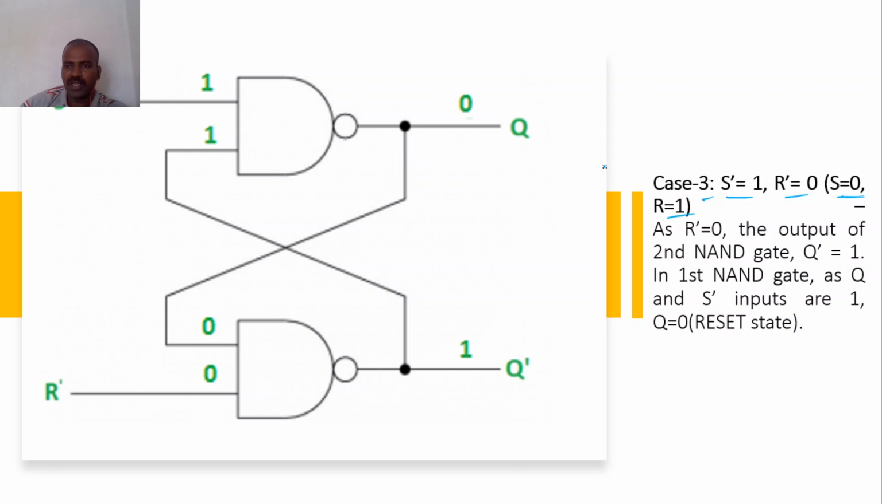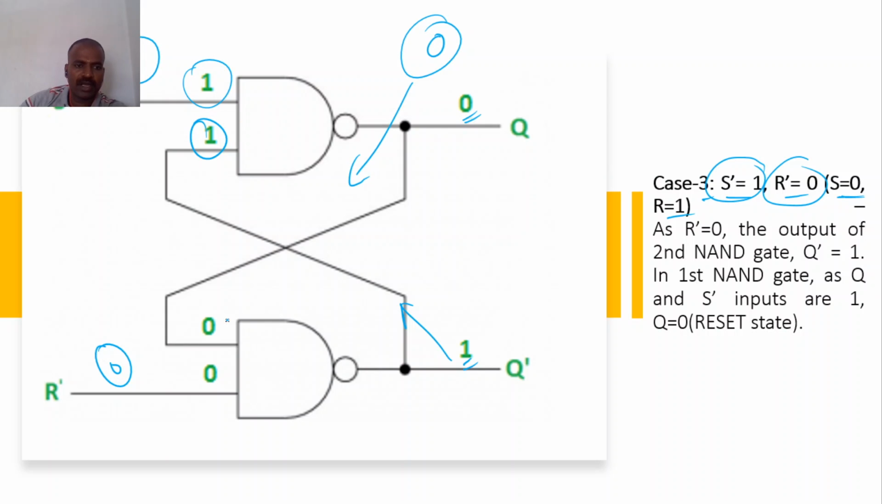So let me explain. That is S bar is 1 and R bar is equal to 0. See, S bar is 1 and R bar is equal to 0. Let me assume first here 0 and here 1. So now this one will come here. So already here 1 is there. So 1 1 in AND gate it is 0. Now this 0 will come as an input of here. So already R bar is 0. So 0 0 here it is 1.